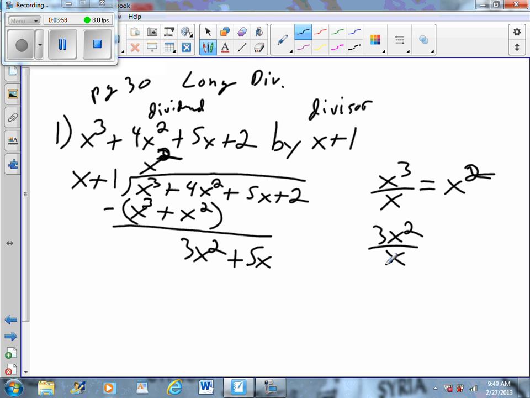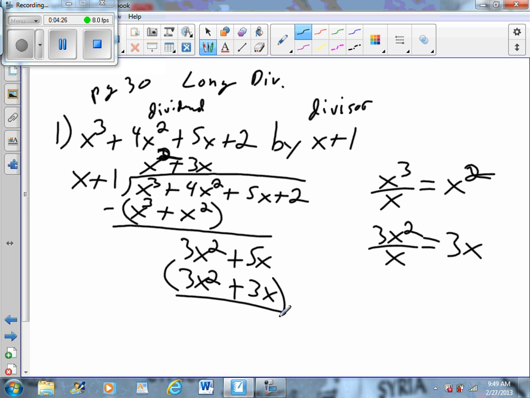What does it reduce to? 3x, right? And there's a positive 3x. So x squared plus 3x. So far, I've got the first 2 terms of my answer. 3x times the x plus 1 is what we have to do now. 3x squared plus 3x, right? 3x times x, 3x times 1. That's why I have these here.